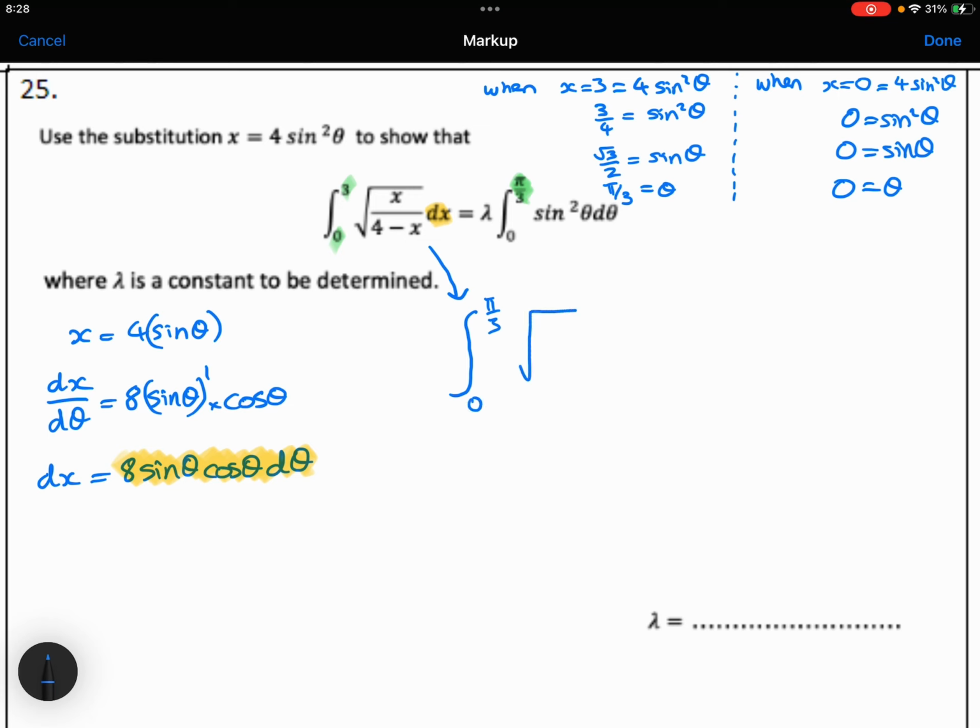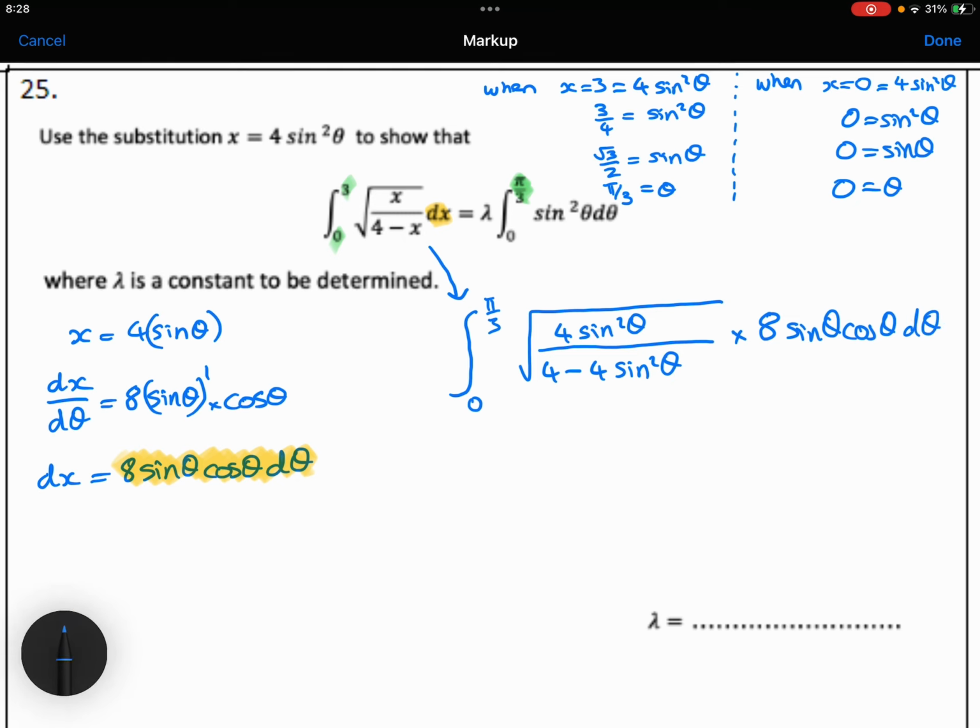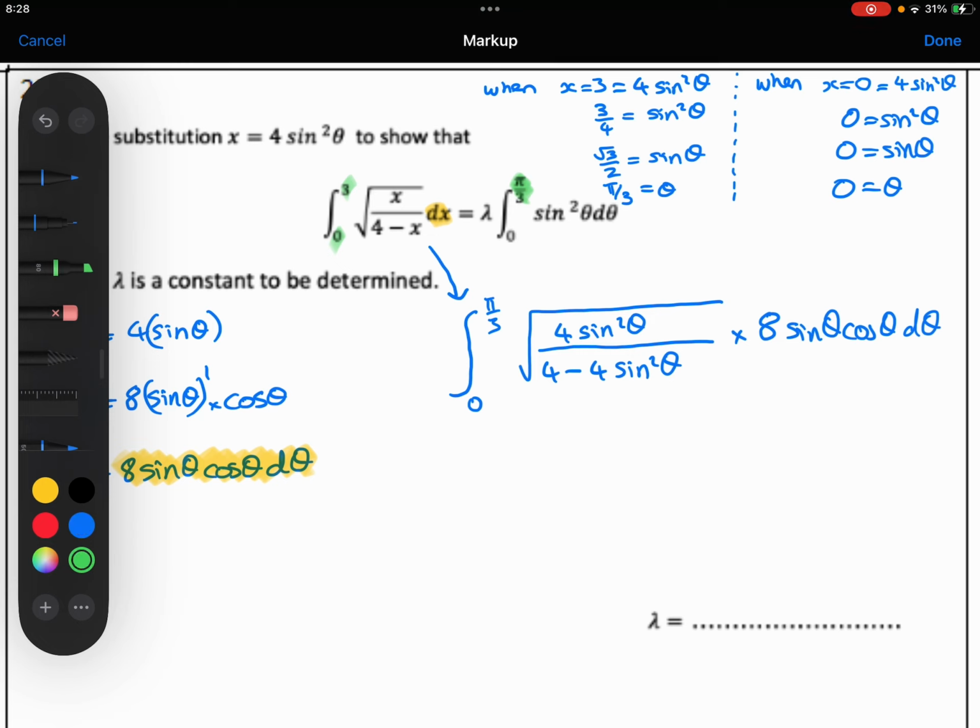Let's get cracking into that square root. So we've got the x on the top, which we know is equal to 4 sine squared theta. On the bottom of this square root, we've got 4 minus x, so 4 minus 4 sine squared theta. And let's not forget that I've changed that dx to be an 8 sine theta cos theta d theta. Right, let's look at this square root in a bit more detail. On the denominator, I've got 4 minus 4 sine squared.